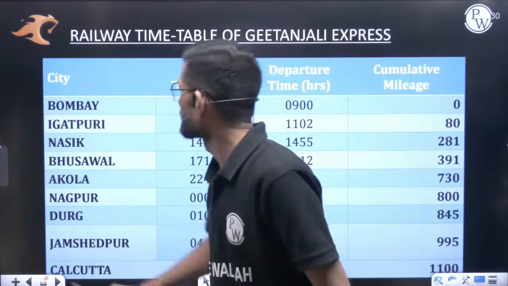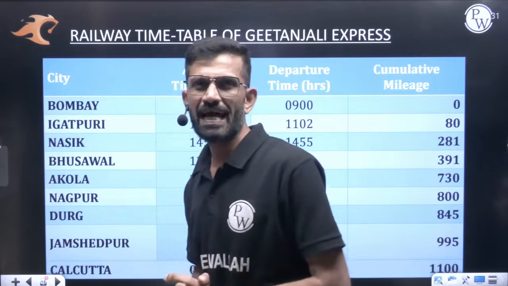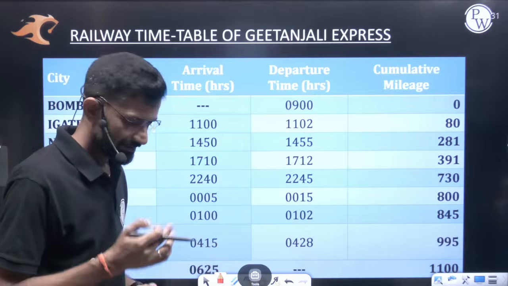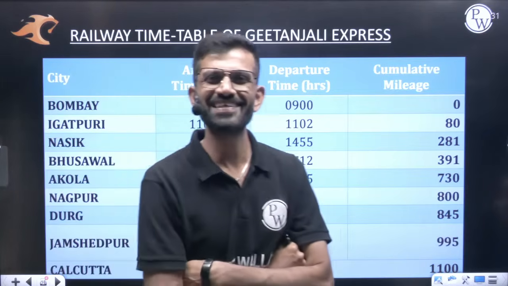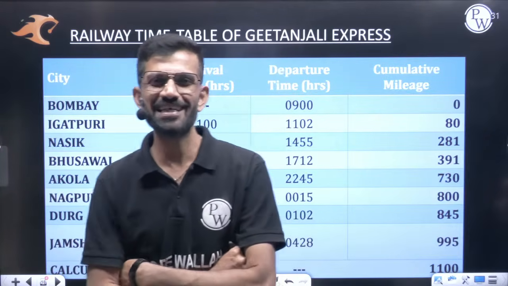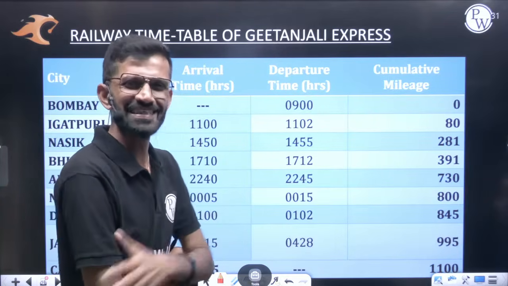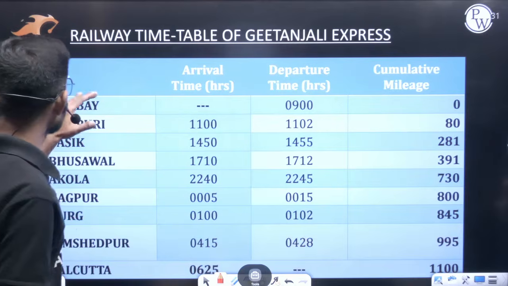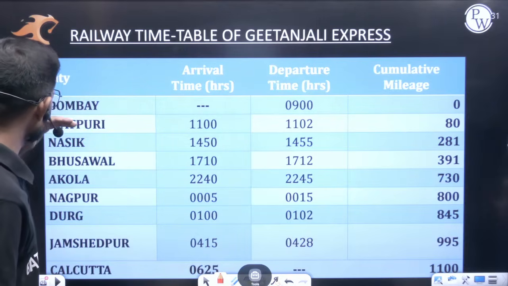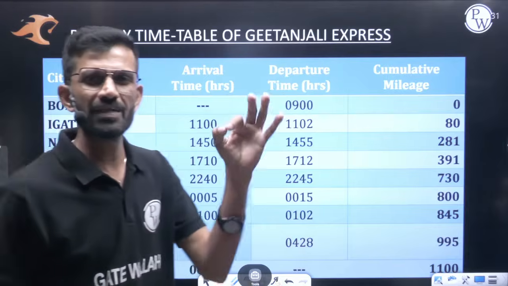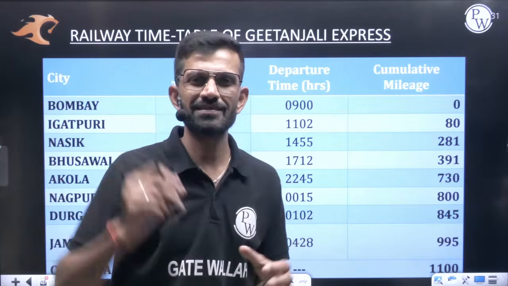Let's see the next. Here, you can see they have given you the railway timetable of Gitanjali Express. They have given the railway timetable of a train, and that train's name is Gitanjali Express. Let's see how they may ask a question based on this. The train starts from Bombay, then Igatpuri, Nasik. These are the stoppages of the train, and it reaches Calcutta. The origin of the train is Bombay, the destination is Calcutta.